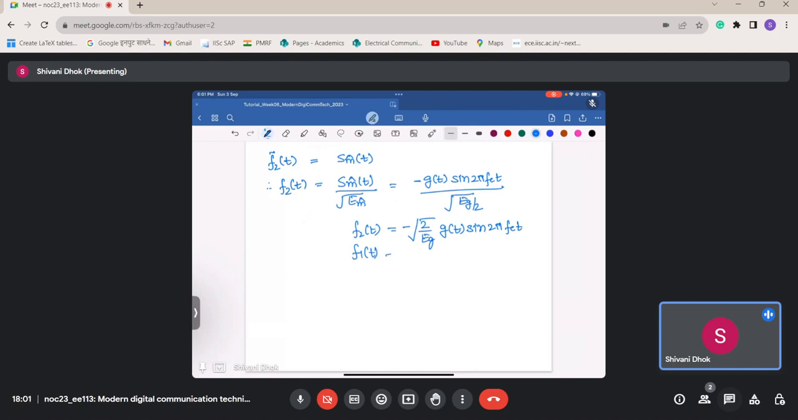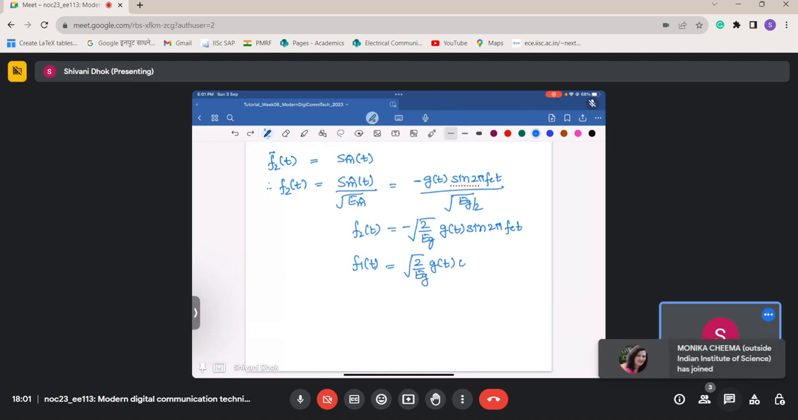And the first one which we had obtained was this one. Yeah, so this was 2 by under root 2 by Eg gt cos 2 pi fct, and these are the two basis vectors which we had obtained. Now, are there more basis vectors corresponding to this PSK?